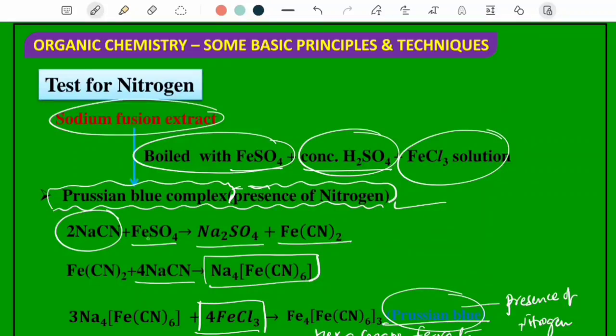Sodium cyanide with ferrous sulfate forms sodium sulfate and iron cyanide, Fe(CN)2, plus sodium cyanide forms sodium hexacyanoferrate. Sodium hexacyanoferrate treated with ferric chloride forms ferric hexacyanoferrate, the Prussian blue complex. If the Prussian blue complex forms, it confirms the nitrogen element.